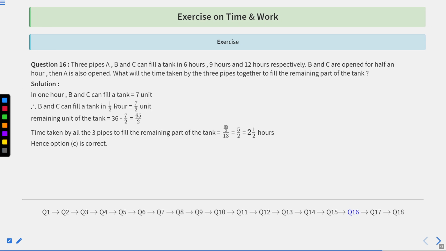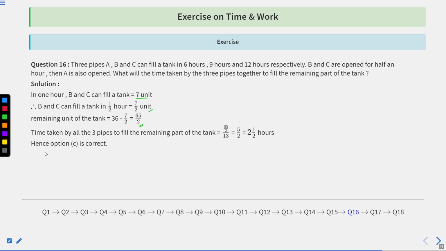So in 1 hour, B and C can fill a tank 7 units. Therefore, B and C can fill a tank in half hour, that is 7 upon 2 units. So in half hour, B and C together filled 7 upon 2 units of water in the tank. So remaining unit of the tank is 36 minus 7 upon 2, that is 65 upon 2.